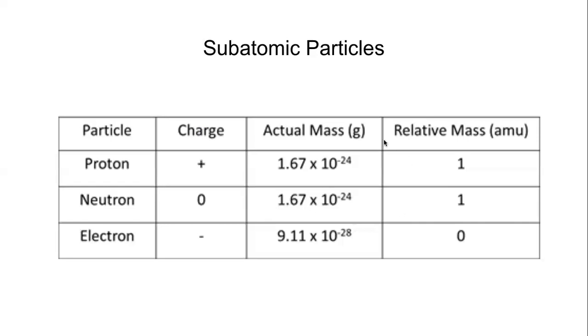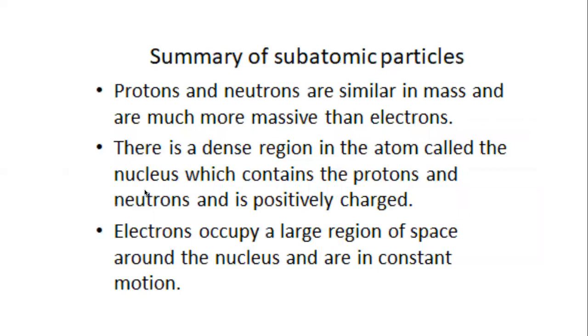So most of the mass of an atom comes from its protons and its neutrons. To summarize, protons and neutrons are similar in mass and are way larger than electrons. There is a dense region in the atom called the nucleus, which contains the protons and the neutrons, and the nucleus is positively charged because of those positive protons. And the electrons occupy a large region of space that surrounds the nucleus, and the electrons are in constant motion.